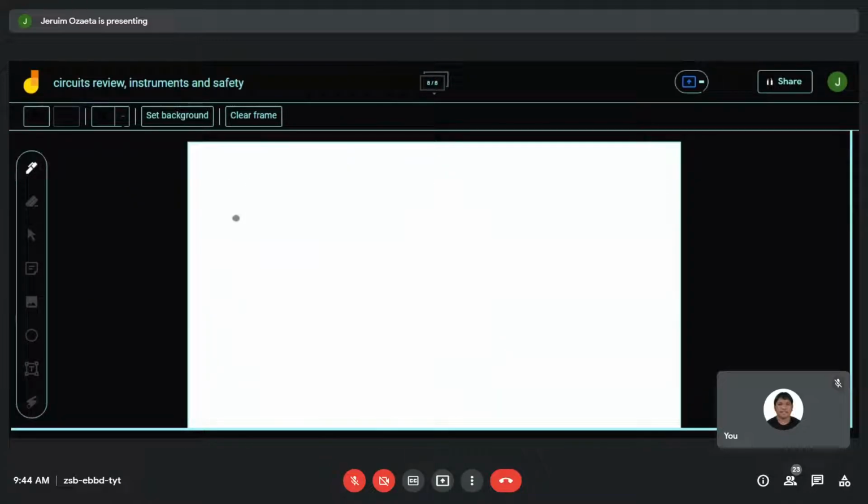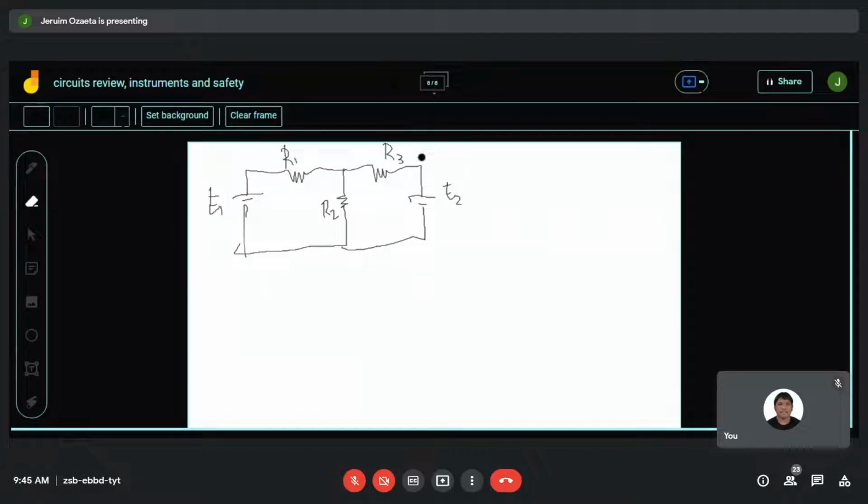If you are given a circuit like this, yan, may dalawang source, E sub 1, E sub 2. If this is R sub 1, R sub 2, gawin natin itong E sub 2.